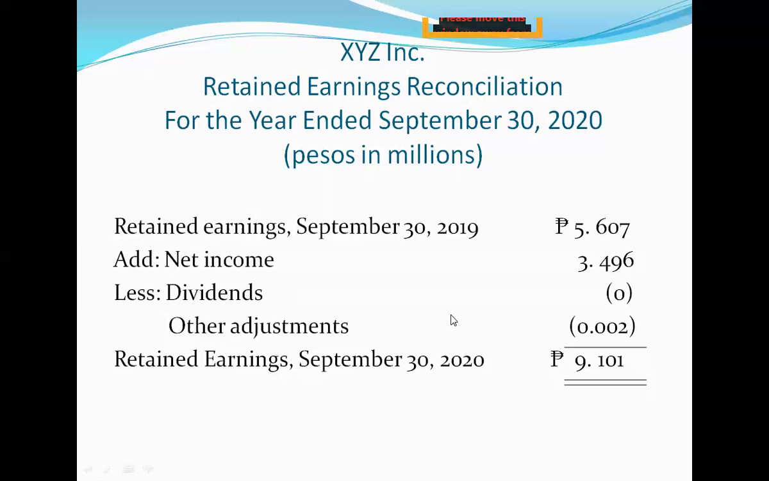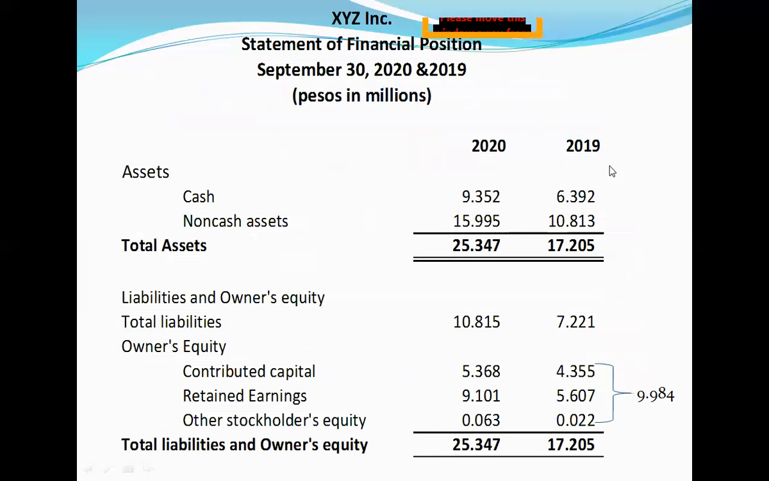I guess this is very obvious, as we can see in this figure, that the retained earnings of XYZ Incorporated has increased because of its net income. So that means if the company has a net loss, example, this 3.496 is not income but a net loss, the retained earnings of XYZ Incorporated will decrease because of the net loss. But since it is a net income, it increased to 9.101 million pesos.